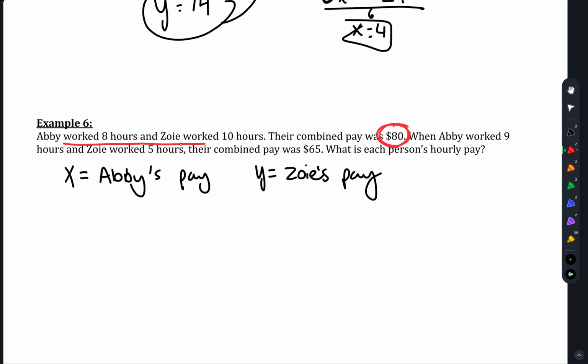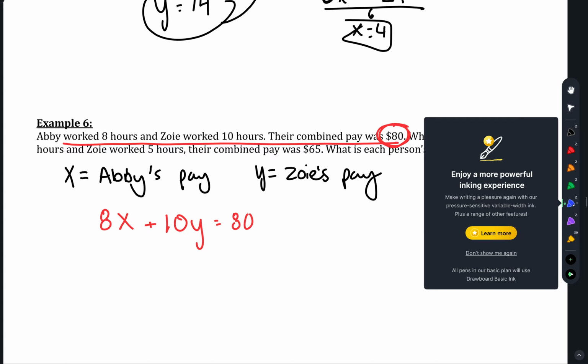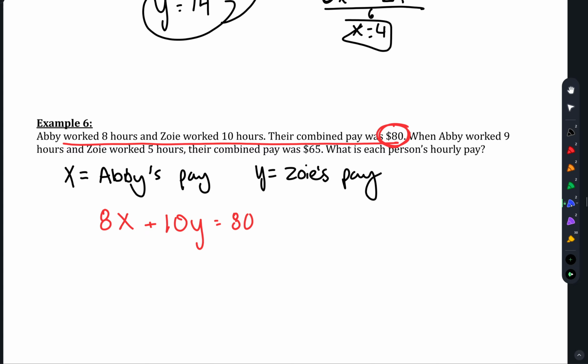$80 is my total for this first day. 8 hours for Abby and 10 hours for Zoe. Give me $80. Give me a second equation. 9 hours for Abby, 5 hours for Zoe, combined total of $65. 9x plus 5y equals 65. Do we feel like we can set these up on our own? Fantastic.